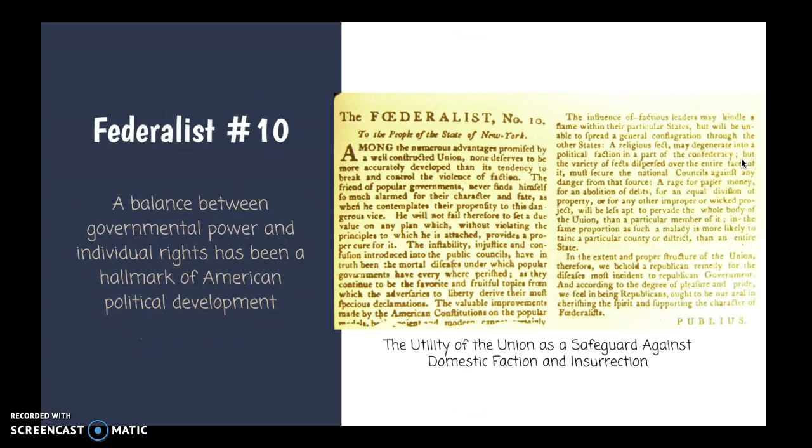We also need to know Federalist number 10, which is one of several Federalist papers that we have to understand. This one talks about the balance between individual rights and the government, particularly talking about factions and how those can cause issues within a union, the sort of us versus them mentality that can arise.